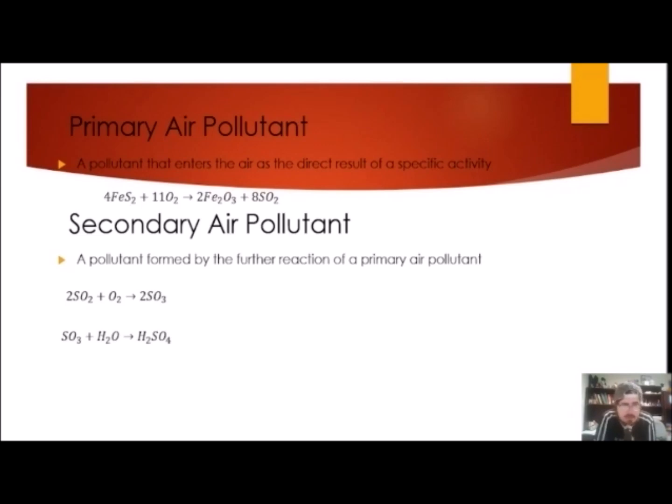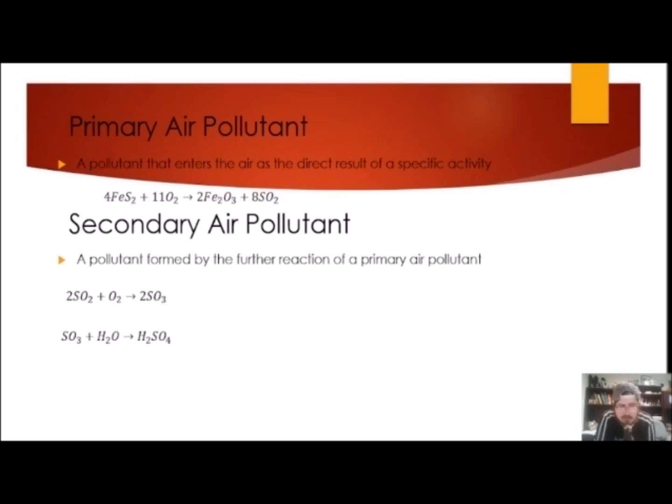And that's going to enter the air as a primary air pollutant. A primary air pollutant is a pollutant that enters the air as a direct result of a specific activity. So it's basically the first contact pollutant with the air.